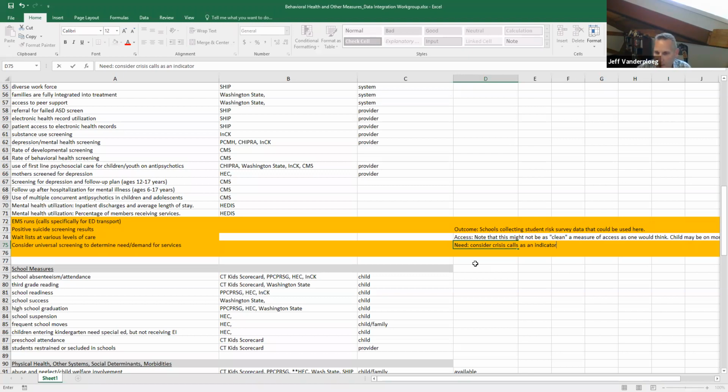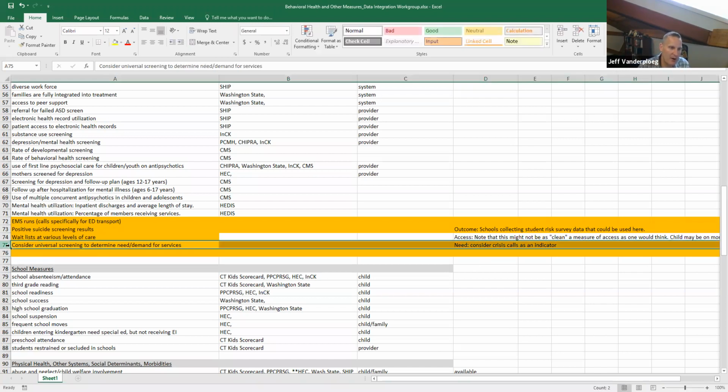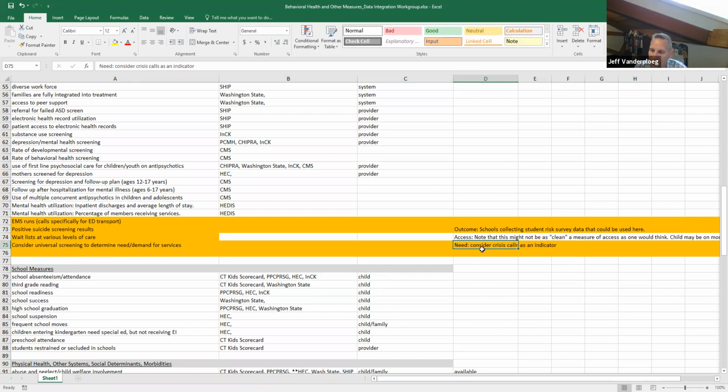And I think it strikes me as something that's a little bit like ED visits in some ways too, right? If you are getting a lot of calls there, you may be approximating need, but I think that's also data demonstrating that children are showing up in these places in crisis often, which means that they're not accessing services at an earlier point before it reaches a crisis situation. So, for now, I put it here under universal screening or determining need, and I think crisis calls could be one of those indicators. So thank you for that.